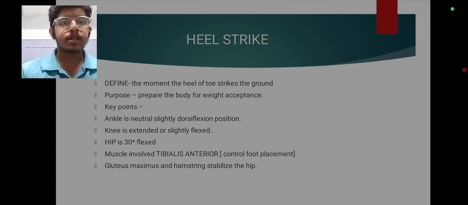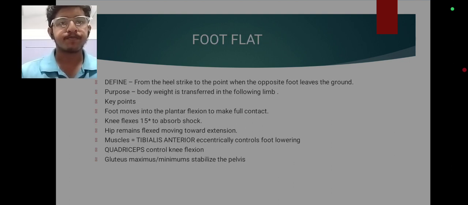the weight acceptance. Key points: the ankle during heel strike is neutral, in slight dorsiflexion. The knee is extended or slightly flexed. The hip is 30 degrees flexed. The muscles involved are the tibialis anterior, which controls the foot placement. The gluteus maximus and the hamstrings also help in stabilizing the hip.